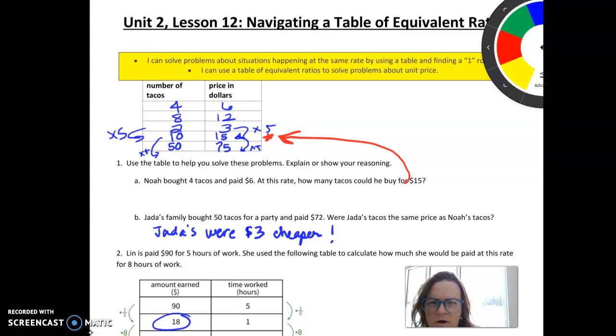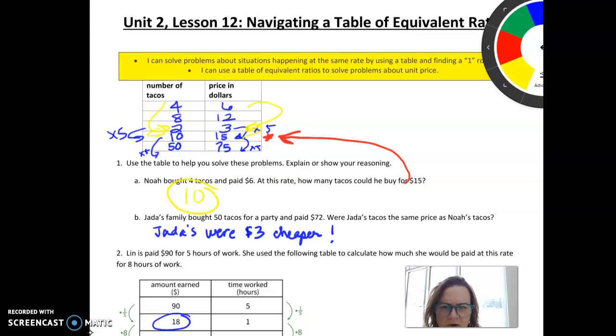I doubled 4 to get 8, and then I doubled 6 to get 12, and then I decided I wanted to figure out how much 2 tacos would be, right? So I divided it again, and then I saw that 2 tacos were $3, and so then I knew if I just multiplied 3 times 5, I would get $15, and so then 2 times 5 would give me 10, and so he could buy 10 tacos.